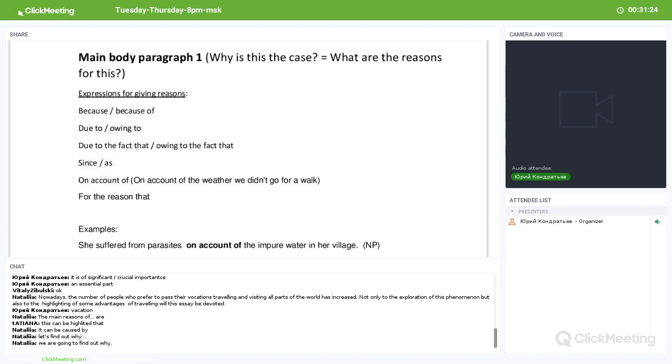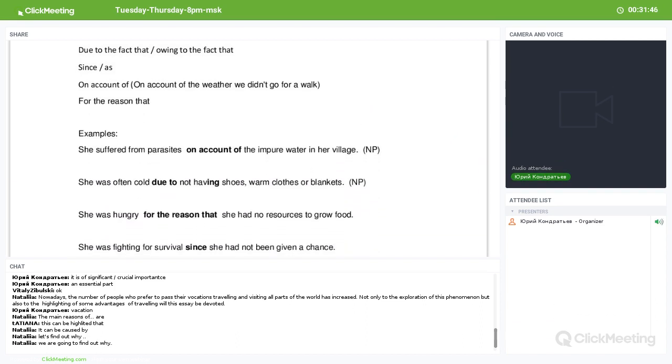Since or as, they are also synonyms for because. You can also say on account of, mostly for speaking, or maybe you can find a way to use it in writing as well. On account of the weather, we didn't go for a walk. It means because of the weather, we didn't go for a walk. It's an example from speaking, not from writing. For the reason that, that's also because of. It's also an expression that can be used to give reasons.